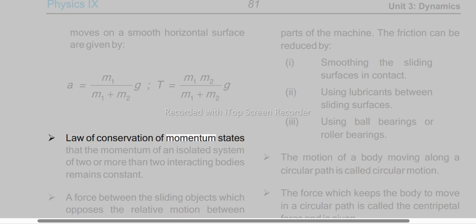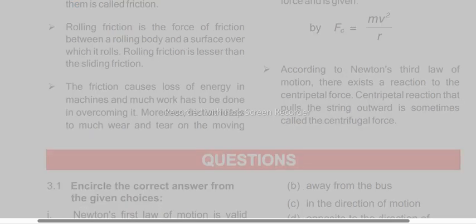Law of conservation of momentum states that the momentum of an isolated system of two or more than two interacting bodies remains constant. A force between the sliding objects which opposes the relative motion between them is called friction. Rolling friction is the force of friction between a rolling body and a surface over which it rolls. Rolling friction is lesser than the sliding friction.